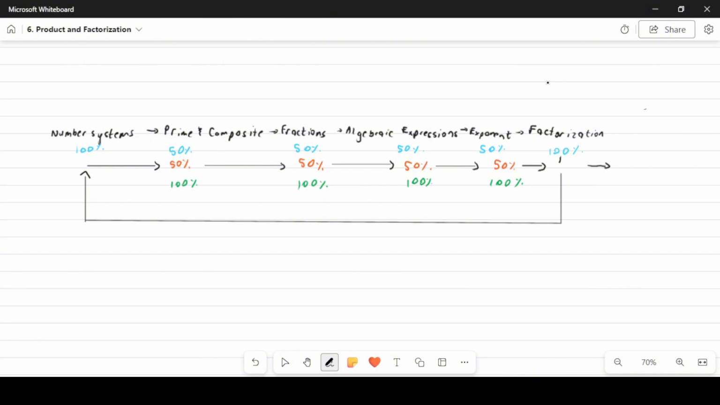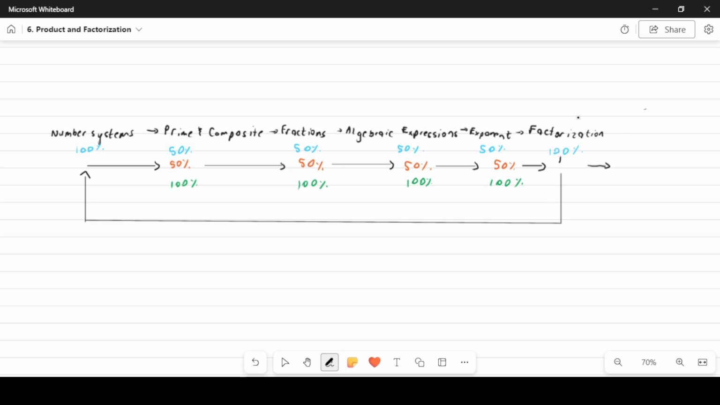Right, so that's basically how we are going to look at maths, because we cannot discuss these sections until we cover factorization. There are specific topics in fractions and specific topics in algebraic expressions in which we will utilize factorization. Okay, so that's basically that.